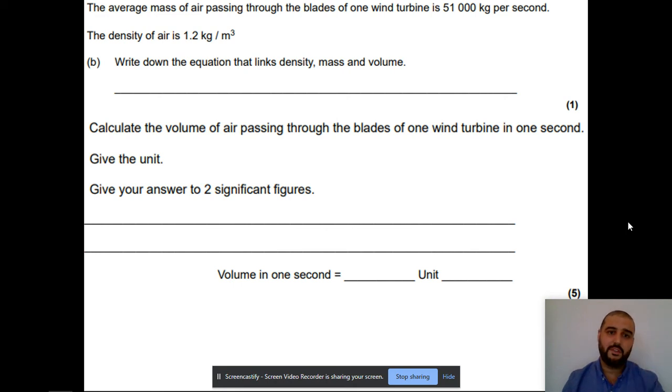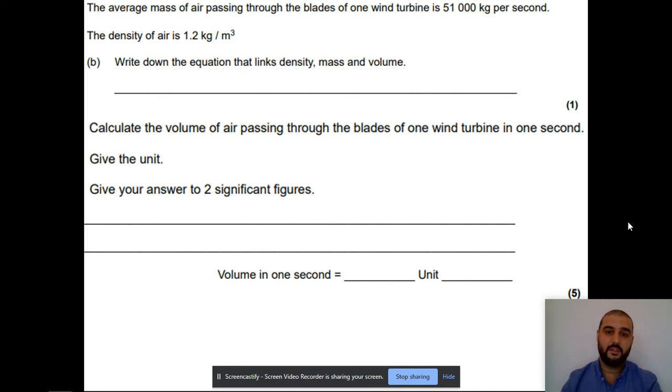So it says the average mass of air passing through the blades of one wind turbine is 51,000 kilograms per second. Then it gives you the density of air. Write down the equation that links density, mass, and volume. You'll need to do that. And then from there, it says calculate the volume of air passing through the blades of one wind turbine in 1 second. Give the unit. And very important, to 2 significant figures. That's 5 marks. Pause the video, gents, and attempt these 2 questions, which totals up 6 marks.